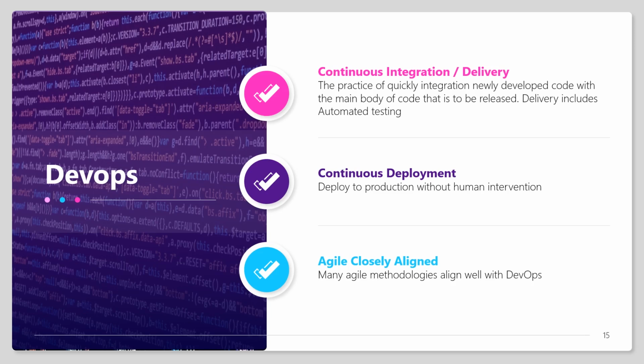DevOps. So DevOps is interesting because I think as a web developer, we really should understand what the pipeline is from our code, from the time we write it to the time it gets into production. So things like looking at continuous integration and continuous delivery, like the practice of quickly integrating new developed code with the main body of code that's to be released, and with delivery including automated testing.